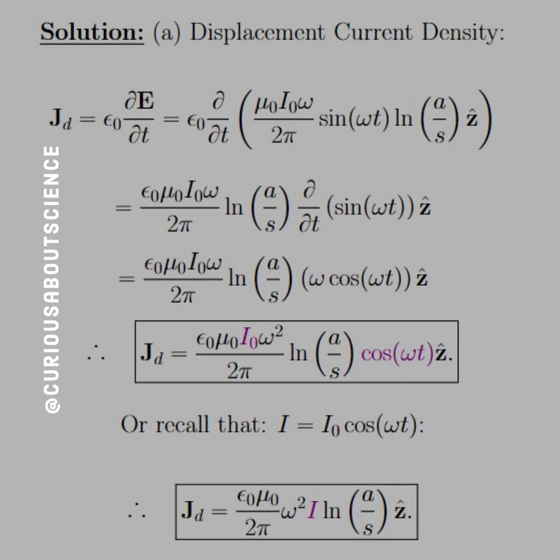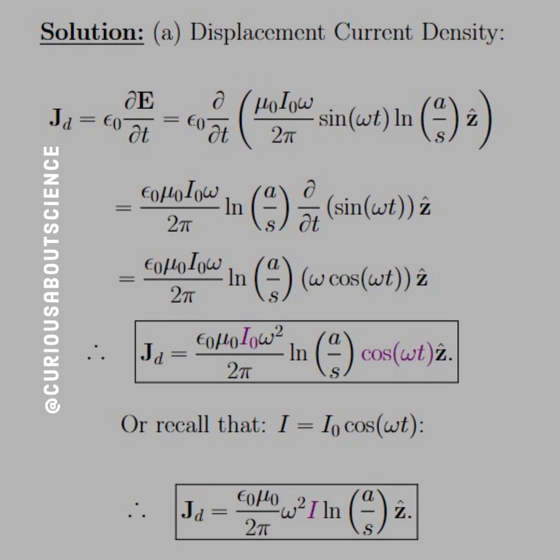So the displacement current density, J_D, is equal to epsilon naught times the partial of E with respect to t. We just plug in E and take the partial derivative. The partial goes to sine of omega t only, and sine goes to cosine, and then we have to tag it with an omega due to the chain rule. Then we can simplify down. We see here that J_D is equal to epsilon naught mu naught I naught omega squared over 2 pi, times ln of a over s, times cosine omega t.